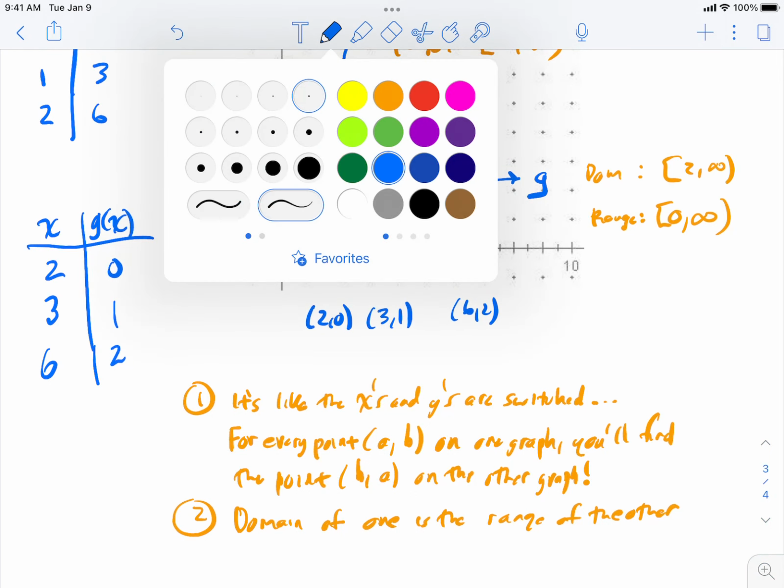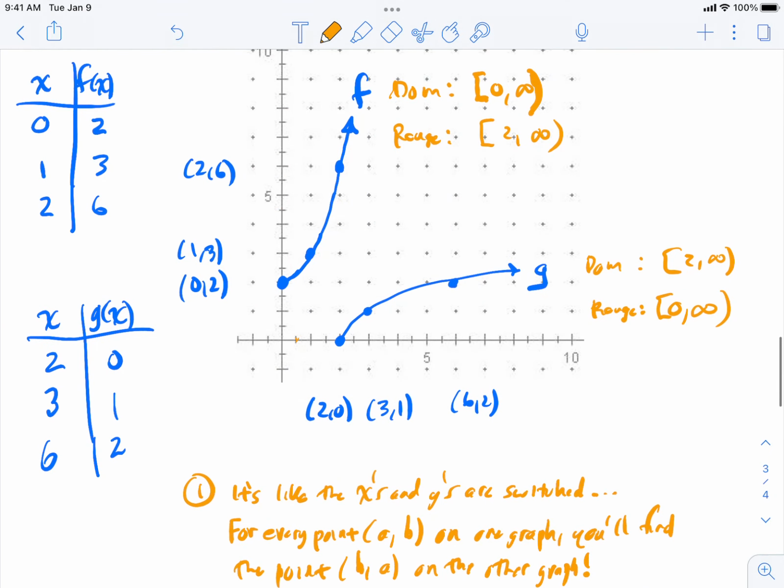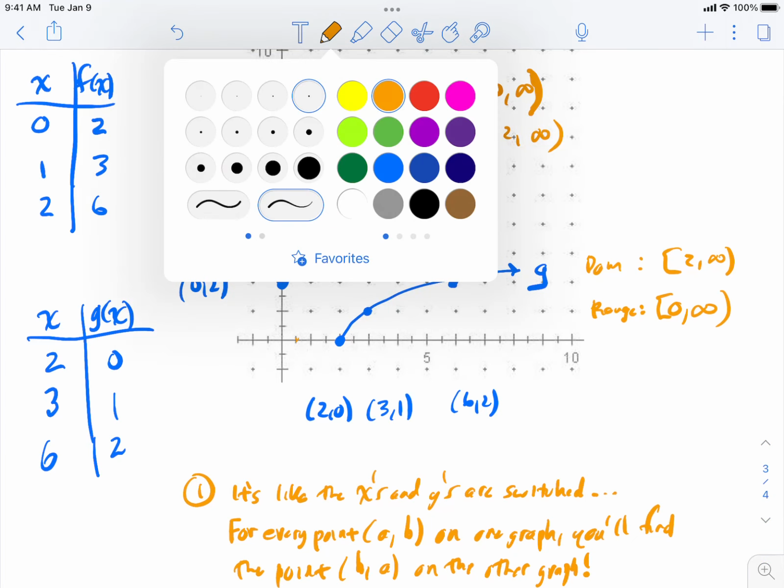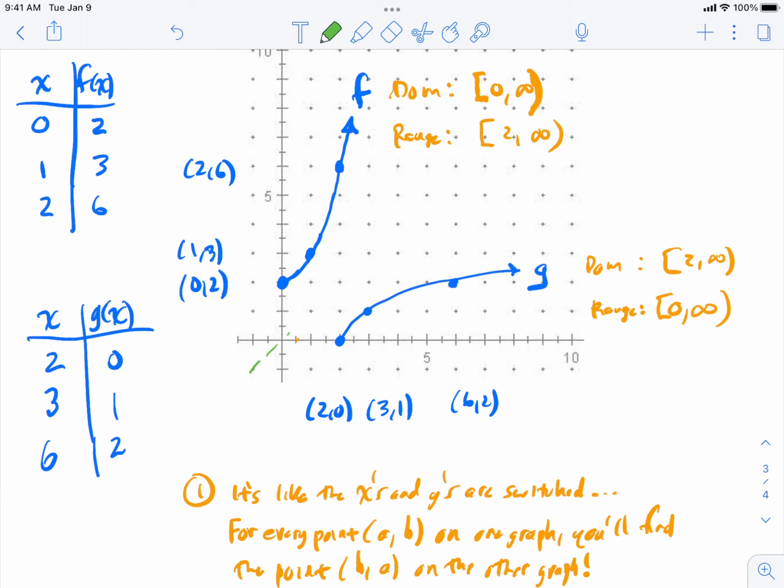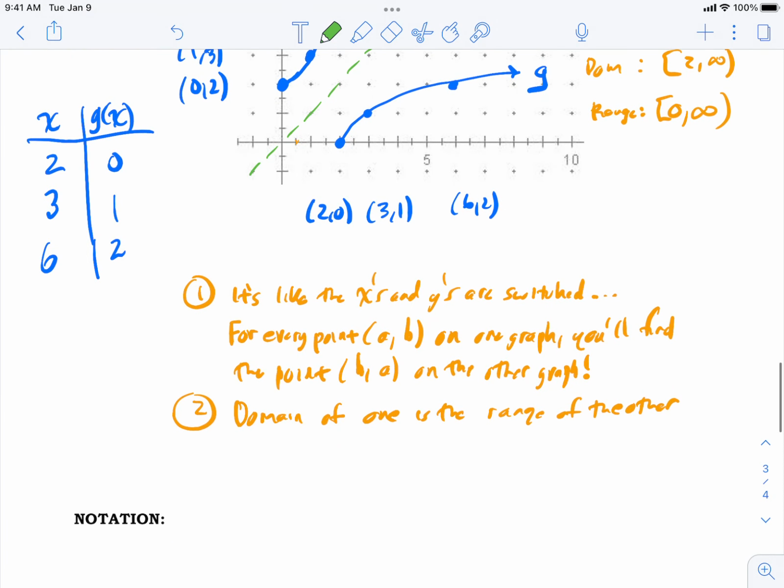What's another property? Well, if you think in terms of mirrors and reflections, notice how if you folded the paper along the diagonal, and by the way, the equation of this line would be slope of 1, y-intercept of 0, y equals x. So if you folded the paper along that diagonal, notice it's a reflection. This point reflects to this point, and so on. So they are reflections about the diagonal line. So I'm going to call that our third property, 3.